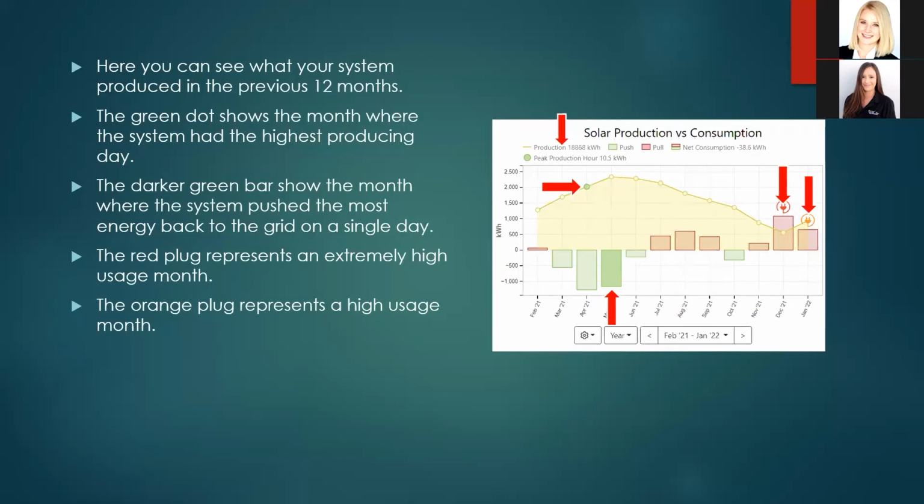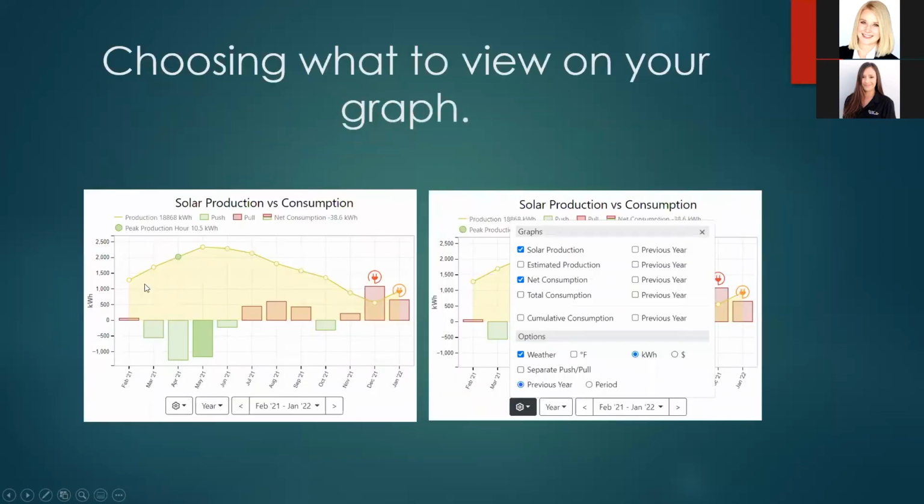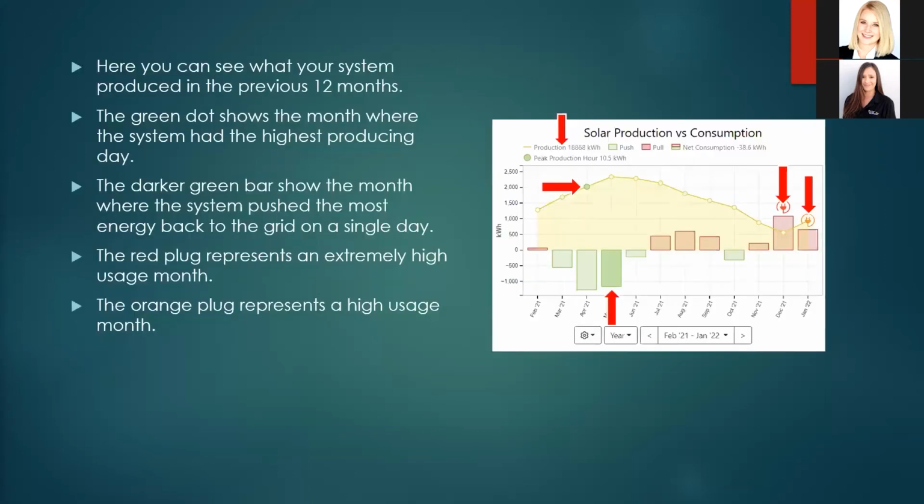The red plug at this end represents an extremely high usage month, and the orange plug, let me get back, I apologize. The orange plug shows just a regular high usage month.